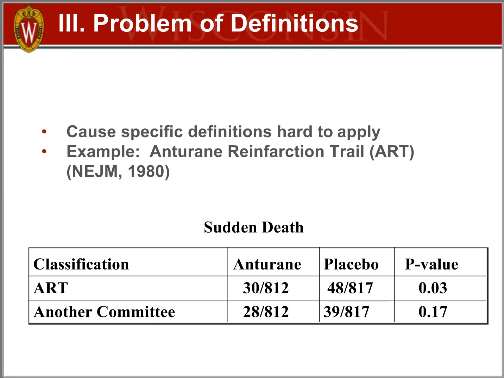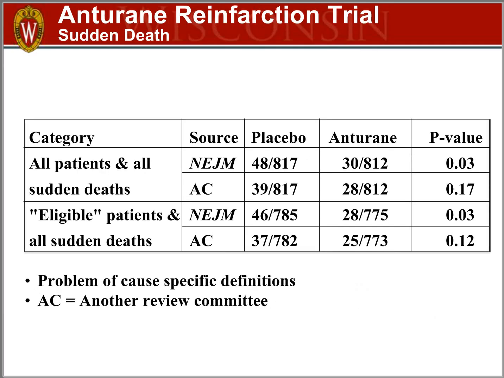Depending on whether the committee was blinded or perhaps not blinded, one has the opportunity to introduce bias in how you make those assessments. So whenever one has a cause-specific event, such as a death, one has to be very careful that bias is not introduced into the classification process. Here I've just summarized the classification of events on all patients, all deaths, from the New England Journal paper and the other committee, versus those that they featured, the eligible patients. In either case, you can see that there's a shift in the significance level from the article that was published versus the results from the alternative committee.